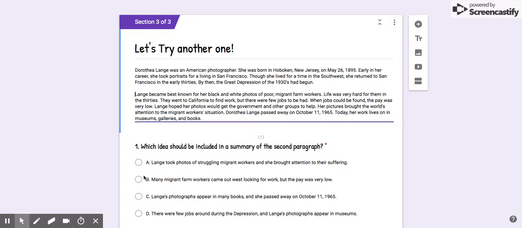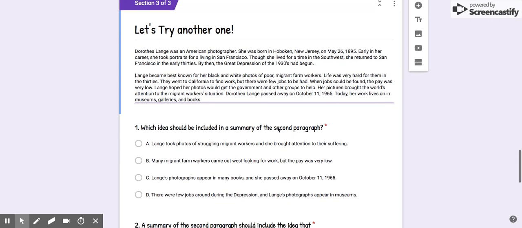She was born in Hoboken, New Jersey on May 26, 1895. Early in her career, she took portraits for a living in San Francisco. Though she lived for a time in the Southwest, she returned to San Francisco in the early 30s. By then, the Great Depression of the 1930s had begun. Lange became best known for her black and white photos of poor migrant farm workers.